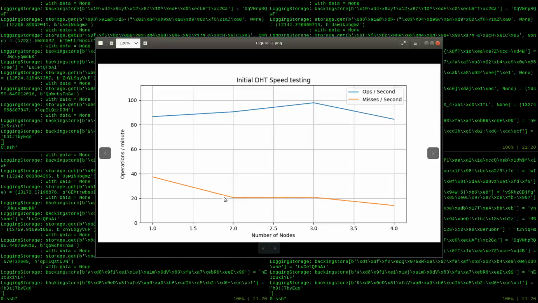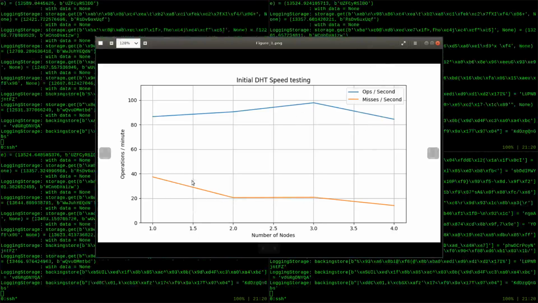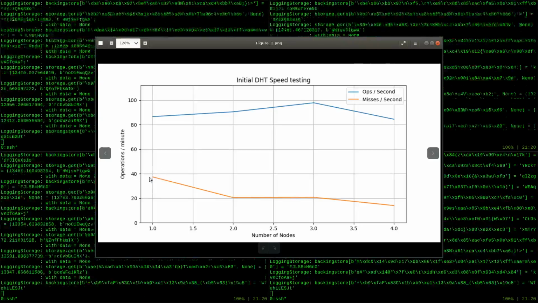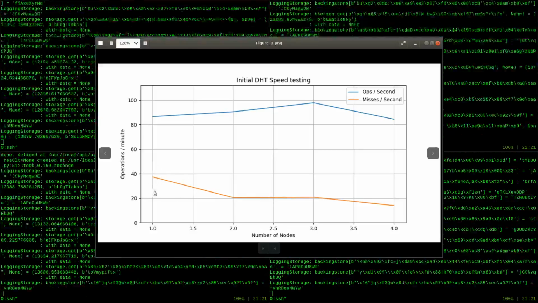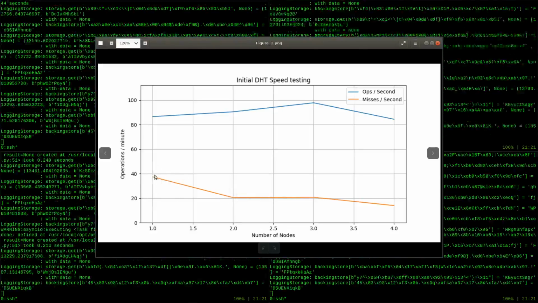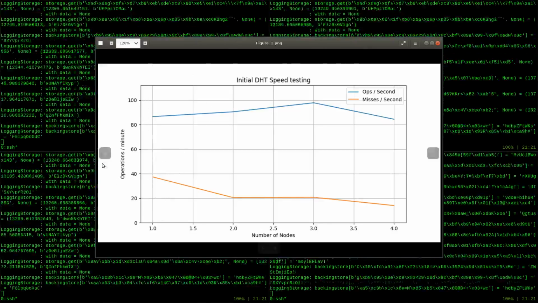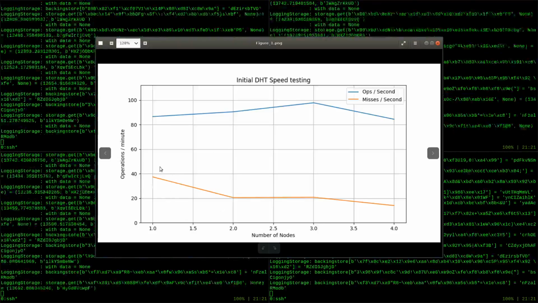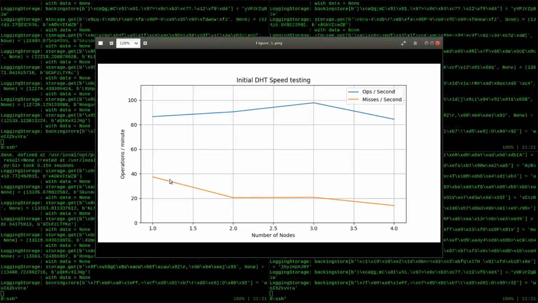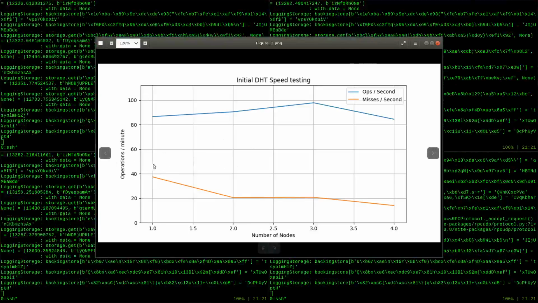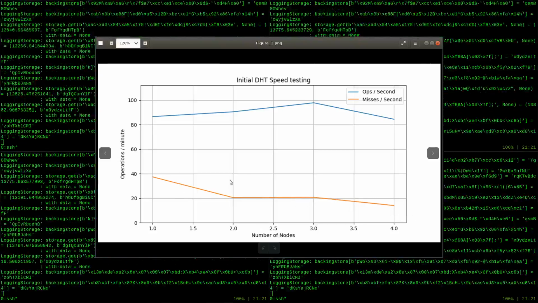The other line here is called the number of misses per second. That's probably not the best way to describe it. It's the number of lookups that failed per second. So here you can see initially with just a single node, we had a lot of failed lookups, and I'm not 100% sure why we had so many failed lookups with just a single node. It may have had to do with lookups timing out or whatnot. As you can see, the more nodes we've had, the fewer failed lookups we've had.